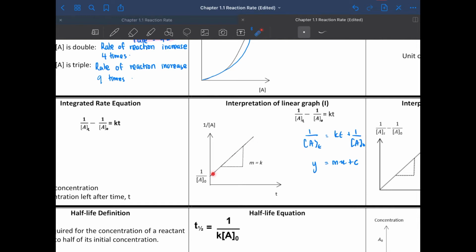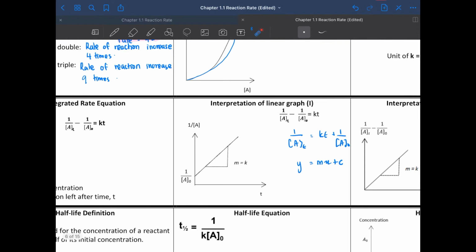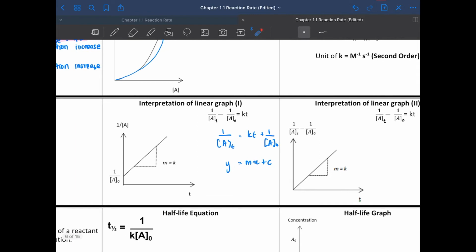So, naik atas. Tapi, as you can see, kita tak start from 0. Okay, kenapa kita tak start from 0? Because kita ada y-intercept. Our y-intercept is 1 over A0. So, we need to start somewhere above 0. Okay, so, somewhere above 0 tu adalah nilai 1 over A0. So, tarik je straight line. Okay, so that is our first linear graph untuk second order.